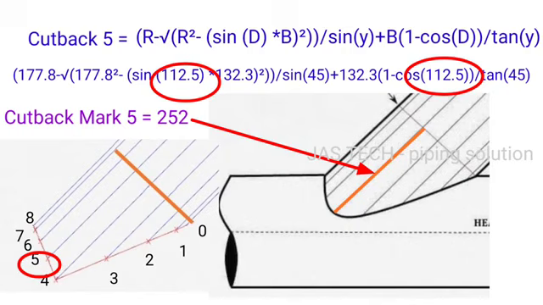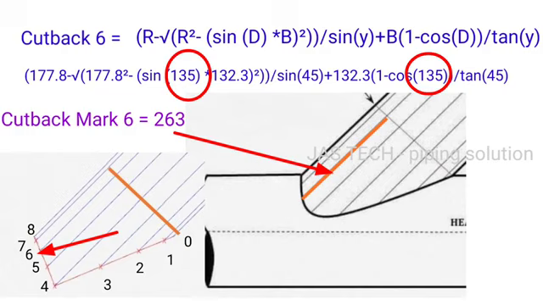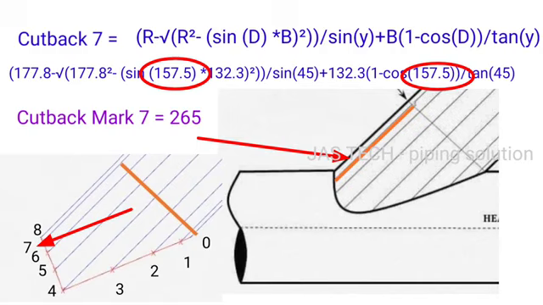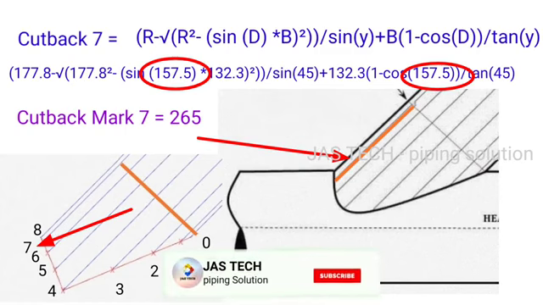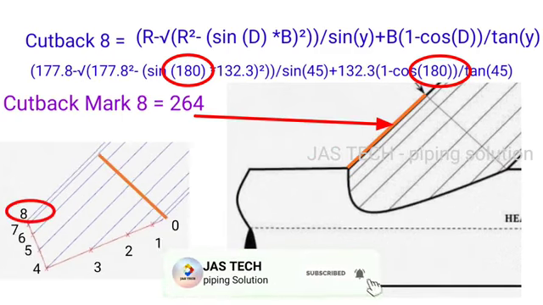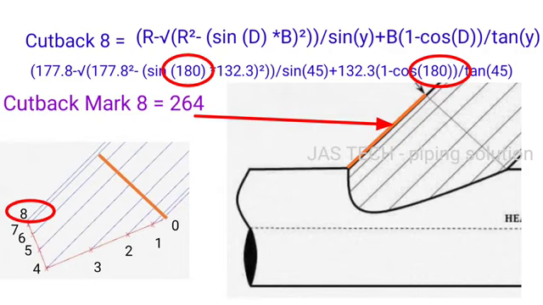Cutback mark 5, D value 112.5. By using calculator, the answer is 252. Cutback mark 6, D value 135. So the answer is 263 mm. Cutback mark 7, the D value 157.5. So the answer is 265 mm. The last one, cutback mark 8, the D value 180. So the answer is 264.